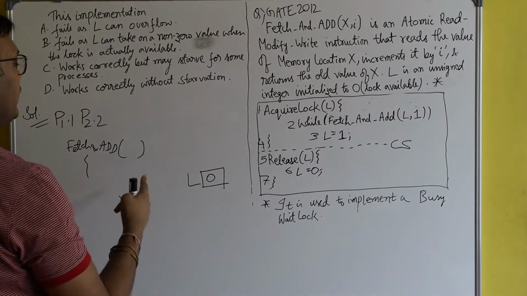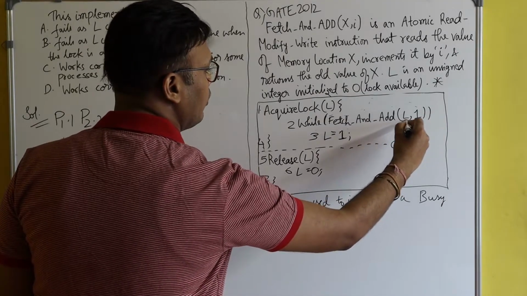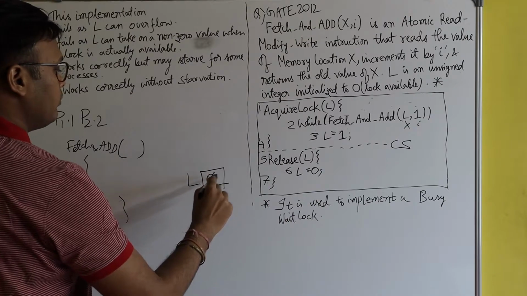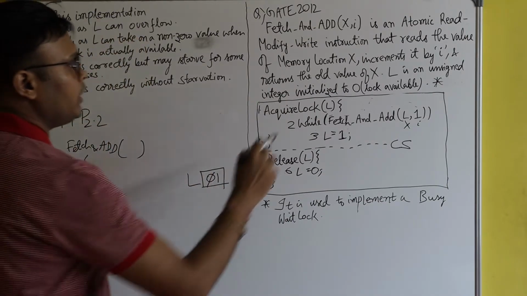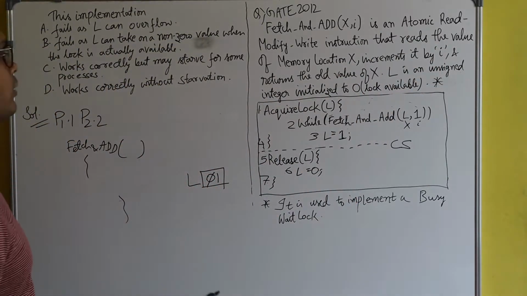So it will increment it by I. What's the value of I? I is 1. Okay, I is 1. So it will get incremented by 1. Fine. And after that, it returns the old value of X. So now the old value of X will be returned.